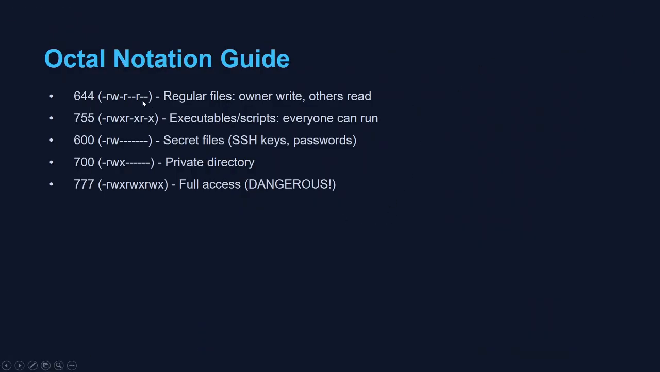Okay, let's continue. We have the octal notation guide, how to give permissions using numbers instead of the text, like rwx. So 644 is for regular files. This one, dash rw-: the owner has read and write, doesn't have execute. The group has only read, and the others have only read.